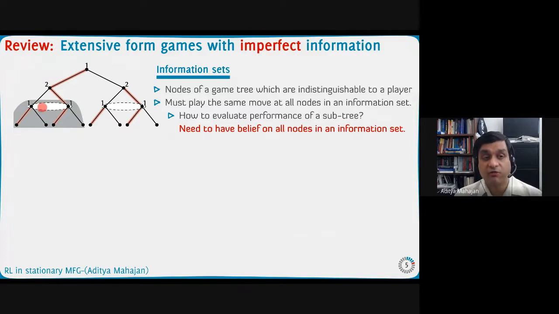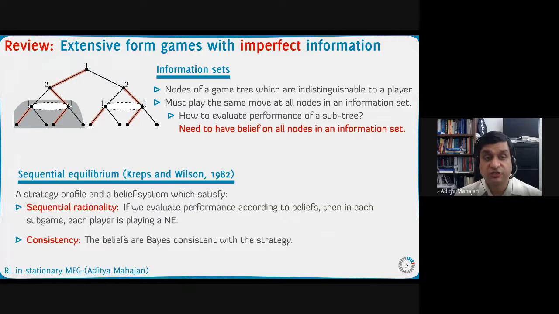So in order to do that, players need to have a belief on all nodes in an information set. That is, when player 1 finds itself in this information set, it needs to have a belief on what's the probability it's at this node and what's the probability that it's at this node. Because of this, the notion of solution in games with imperfect information is a bit more involved.